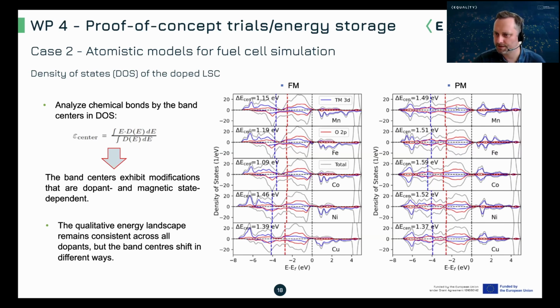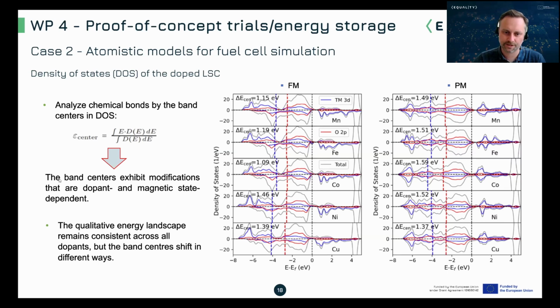In the paramagnetic, the upspin density of states are nearly the same as the downspin. So these two bunches of curves are quite symmetric. And here in the ferromagnetic state, you see that the upspin density of states is always higher. So this proves that we are here in the ferromagnetic state. And then what we can do is we can calculate what is the so-called band center energy.